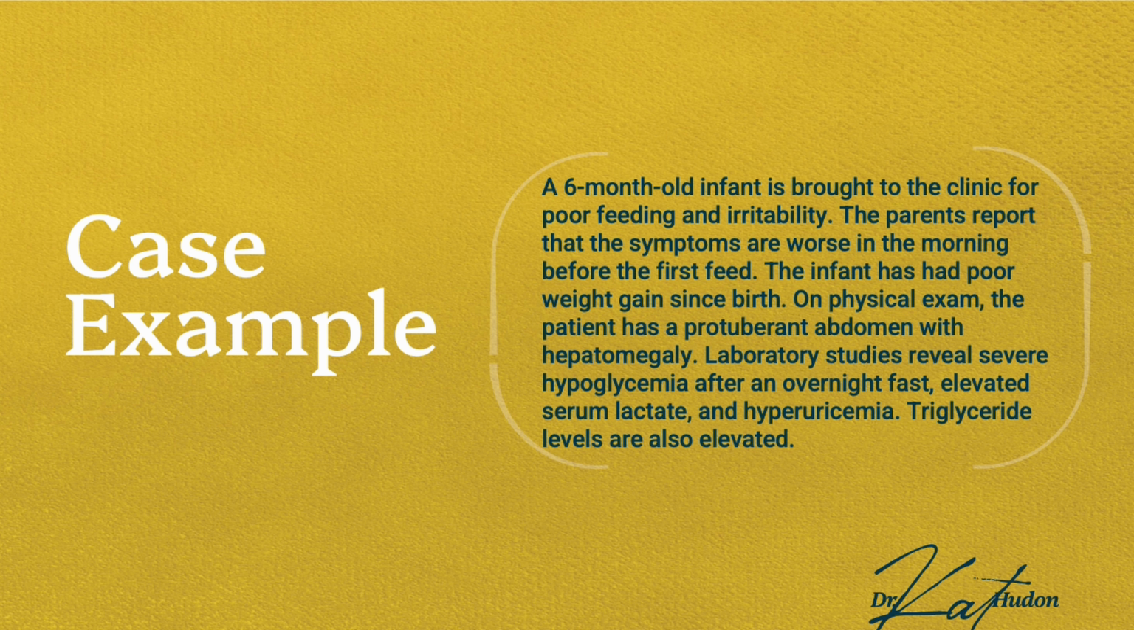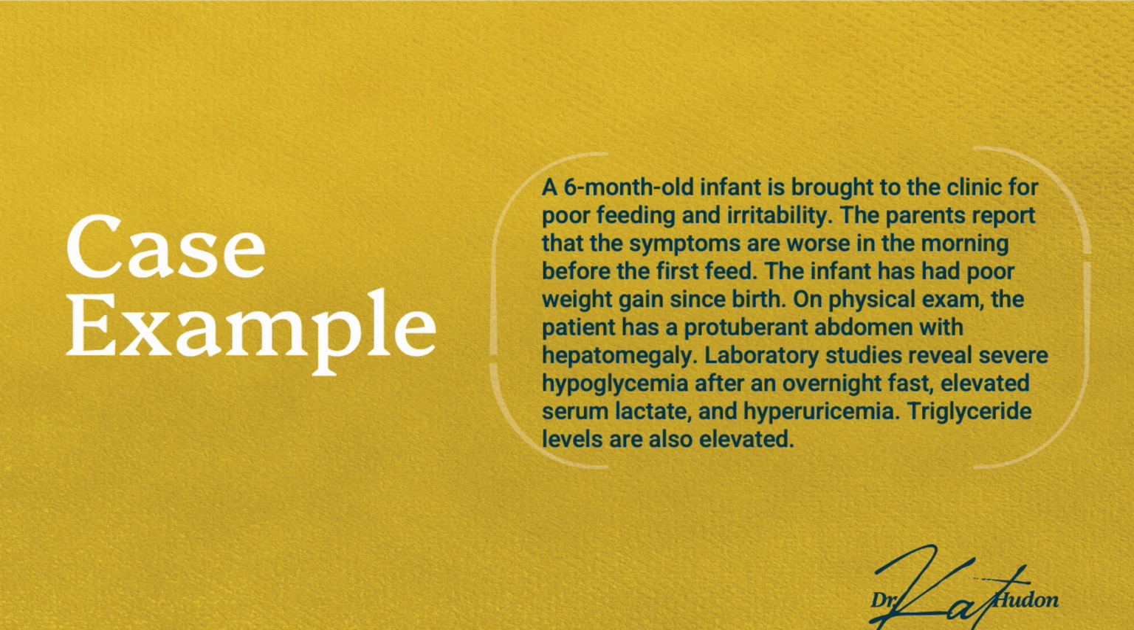The liver is supposed to store glycogen and release glucose during fasting. So if a child becomes hypoglycemic between meals, something is wrong with that process. Now let's look at the labs. We're told that there is severe hypoglycemia after fasting, along with elevated lactate, elevated uric acid, and high triglycerides. That combination is very high yield. When glucose can't be released from the liver, glucose 6-phosphate gets shunted into other pathways, which explains the lactic acidosis and the hyperuricemia.